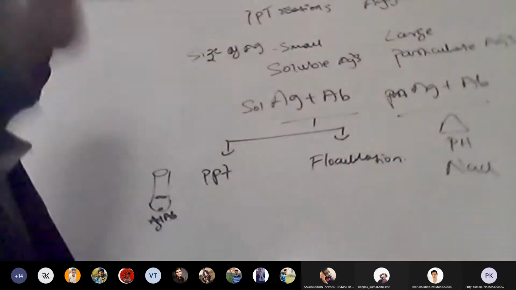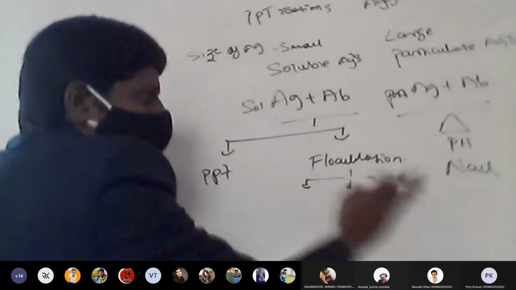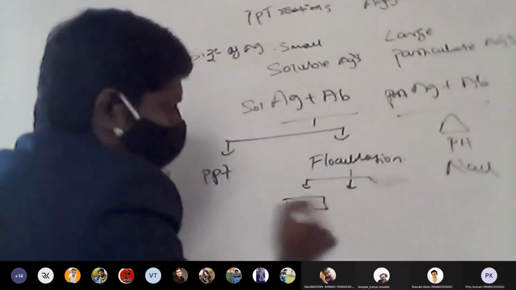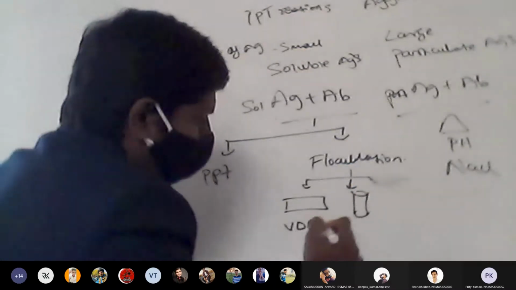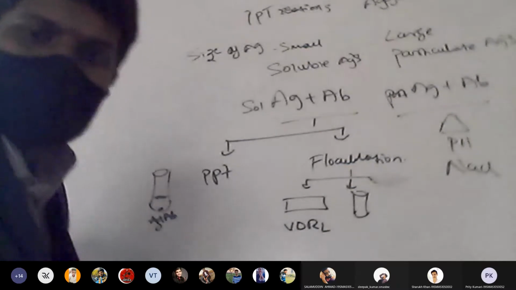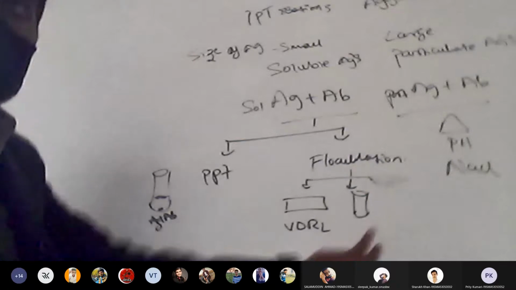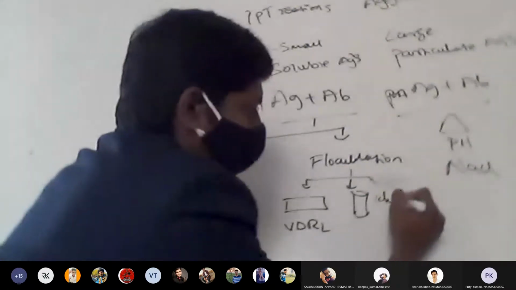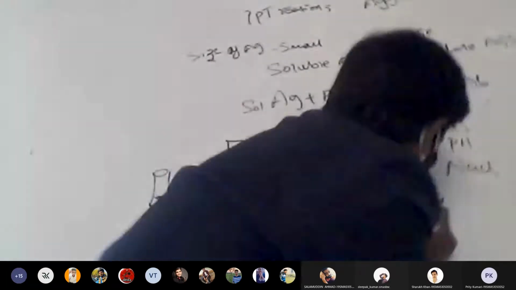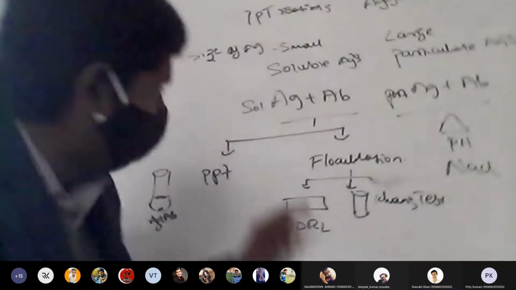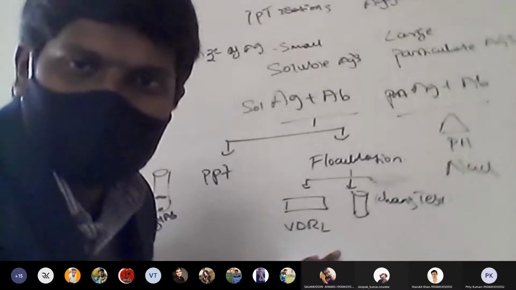Then in flocculation we have two types. Tell me the two types of flocculation tests. We have the slide method and we have the tube method. Slide method example is the VDRL test. Do you remember? The slide flocculation test is VDRL, whereas the tube flocculation test is Kahn's test. Students online, do you remember these two types of flocculation test? Is it correct? What I'm saying is correct, right?